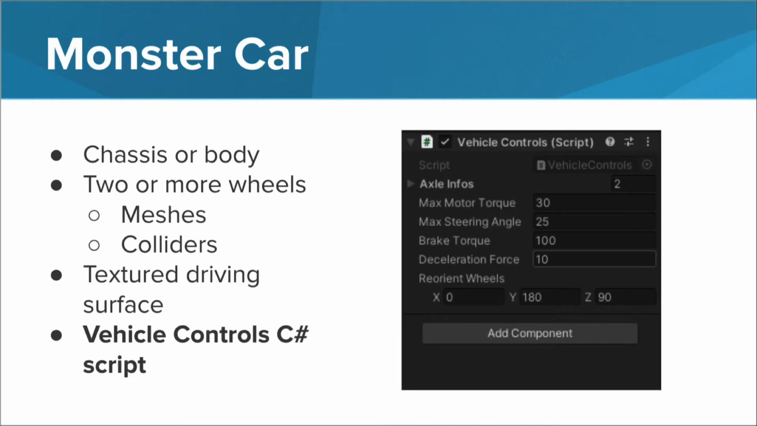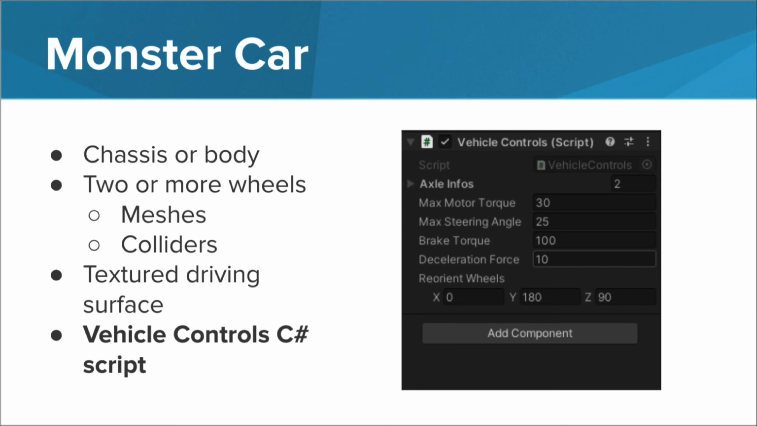Once you finish building your 3D vehicle in Unity, you'll use a provided Vehicle Controls C# script to configure the vehicle's axles. An axle is a pair of connected wheels rotating around a single axis. In the case of a motorcycle, you may have two wheels, but they each have one axle because they rotate around different axes.